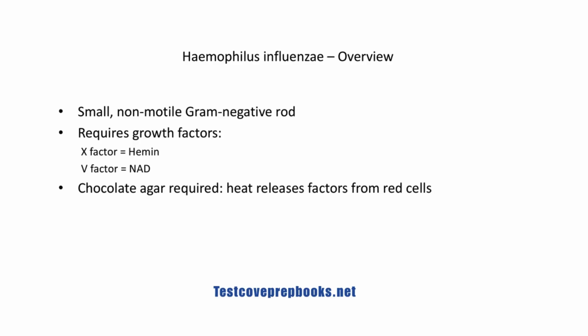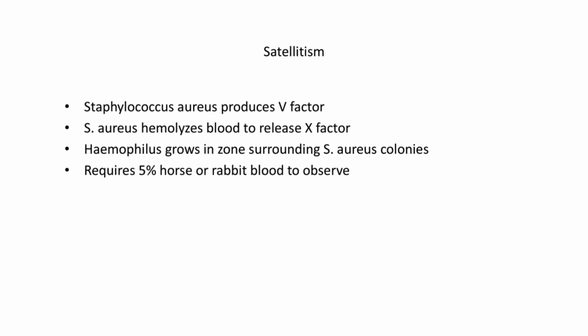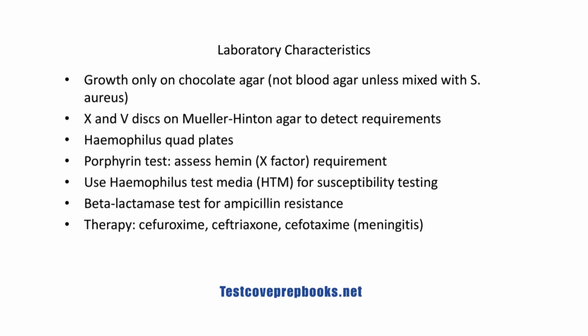for culture. A unique phenomenon with Haemophilus is satellitism. Staphylococcus aureus produces the V factor and also releases the X factor by hemolyzing blood. As a result, Haemophilus will grow in the hemolytic zone surrounding staph colonies on a blood agar plate. To observe this, you need about 5% horse or rabbit blood for hemolysis to occur.